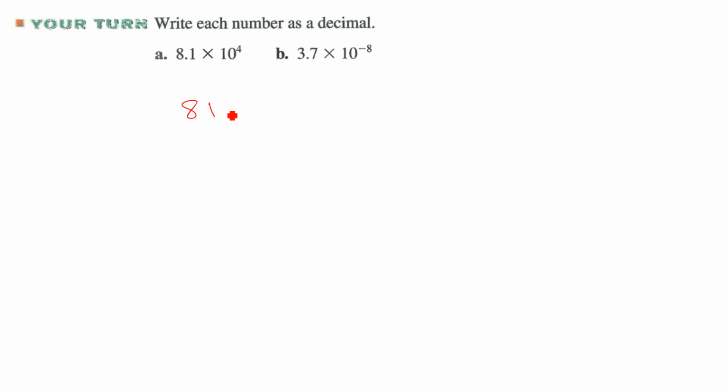8, 1, 3 more zeros. Now I did that without actually having to do this thing because I knew it had to move once for the 1 and then 3 more to get to 4. So 81 with 3 zeros. Same thing here. I'm going to say point. How many zeros am I going to need? I'm going to need 7 because 1 move will be for the 3. So 1, 2, 3, 4, 5, 6, 7 zeros, then a 3, 7.